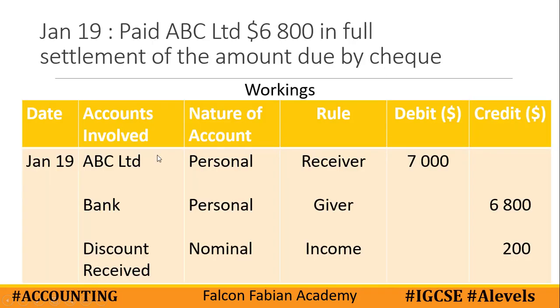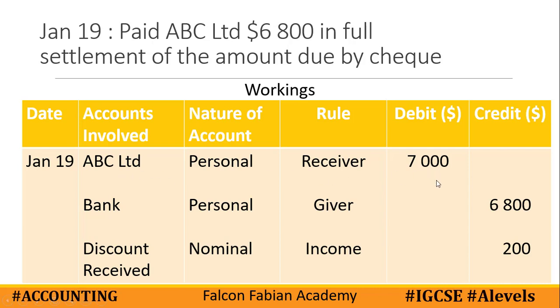Now let's do the working. The date is January 19. The three accounts involved are ABC Limited, bank and discount received. The first account is ABC Limited. The rule of personal account is going to be applied to ABC Limited. Here ABC Limited is receiving the money, therefore it is the receiver. So we will debit 7,000 to ABC Limited's account.